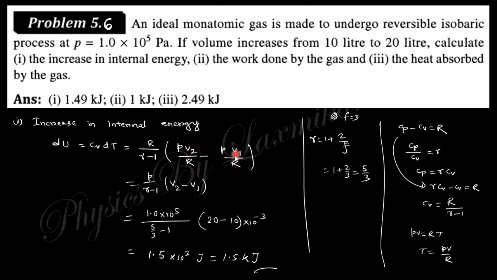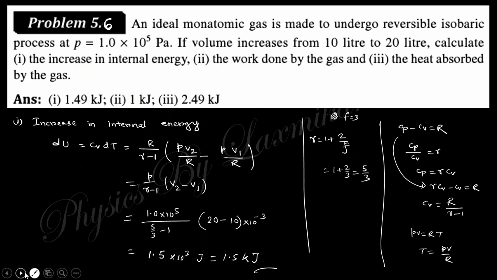So P V2 by R. Since pressure is constant, we take this as common for both. If you take it common, R cancels out, P by gamma minus 1 times V2 minus V1. So P is this one, and gamma minus 1, and the volume difference. So this will be 1.5 kilojoule. This is the change in internal energy, right? And the gamma, you know, is the gamma of a monoatomic gas. So this is the internal energy change.